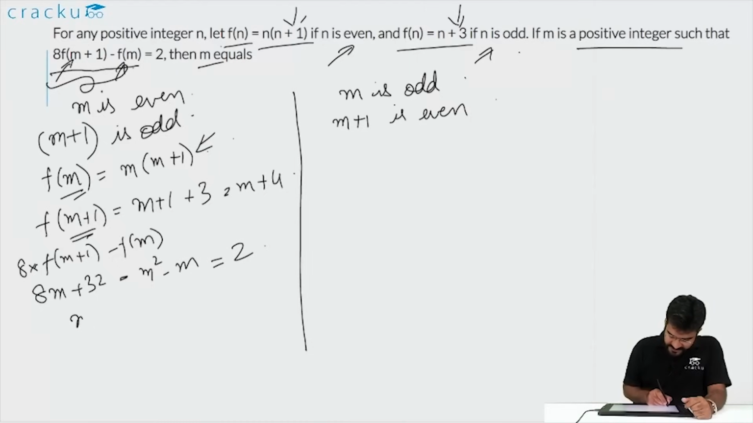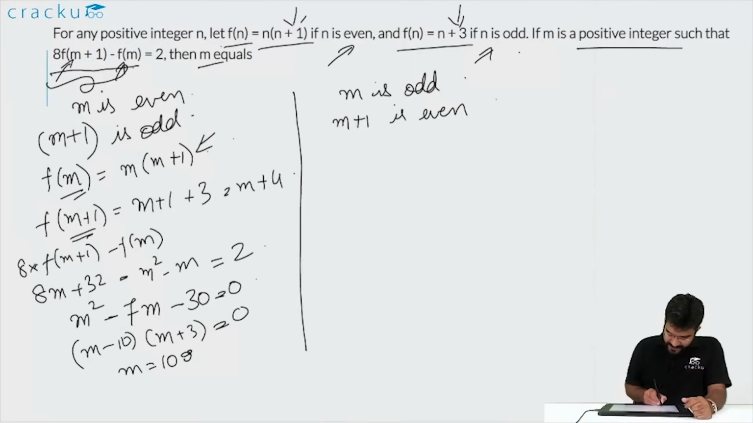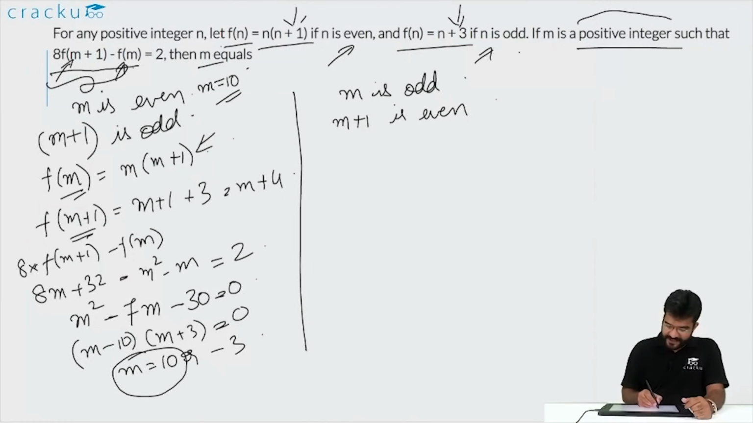Now if you simplify this, it is going to be m square minus 7m minus 30 is equal to 0. This is m minus 10 into m plus 3 is equal to 0, so m is equal to 10 or minus 3. As we are told that m is a positive integer, the only value is m equal to 10, and 10 is an even integer, so 10 is a valid solution.